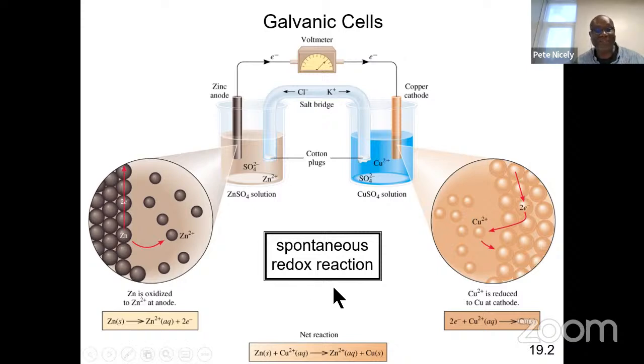And just to add some additional terminology here, the combination of the solution with the electrode dipped in it is called a half cell. So this is a zinc sulfate solution with the zinc electrode dipped in it. That combination is called a half cell. And this is also called a half cell.